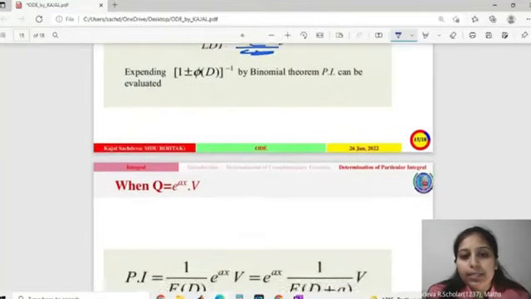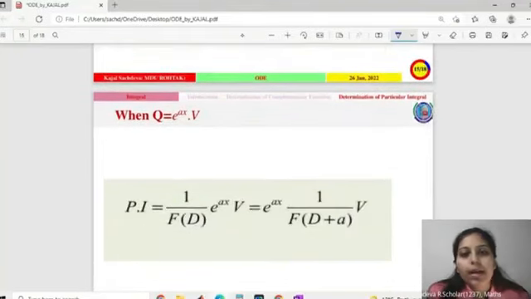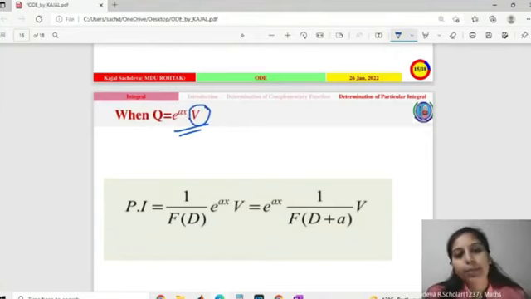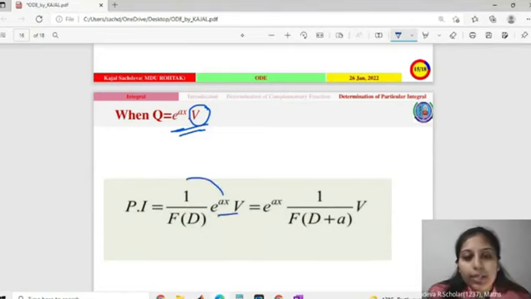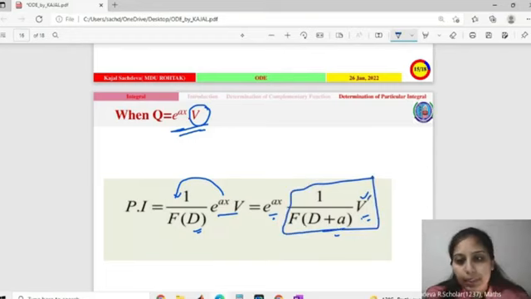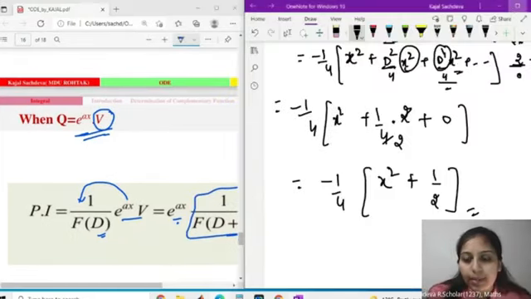Now the other case is a more special case, when we have e raised to power ax into some other function of x. V here stands for some other function of x. It can be a polynomial function, it can be any function. It is a product of two functions: one is e raised to power ax and the other is some function of x. In this case, we take e raised to power ax out earlier, then replace D by D plus a, and apply this operator on V only. So this is the case here. Let's take an example.